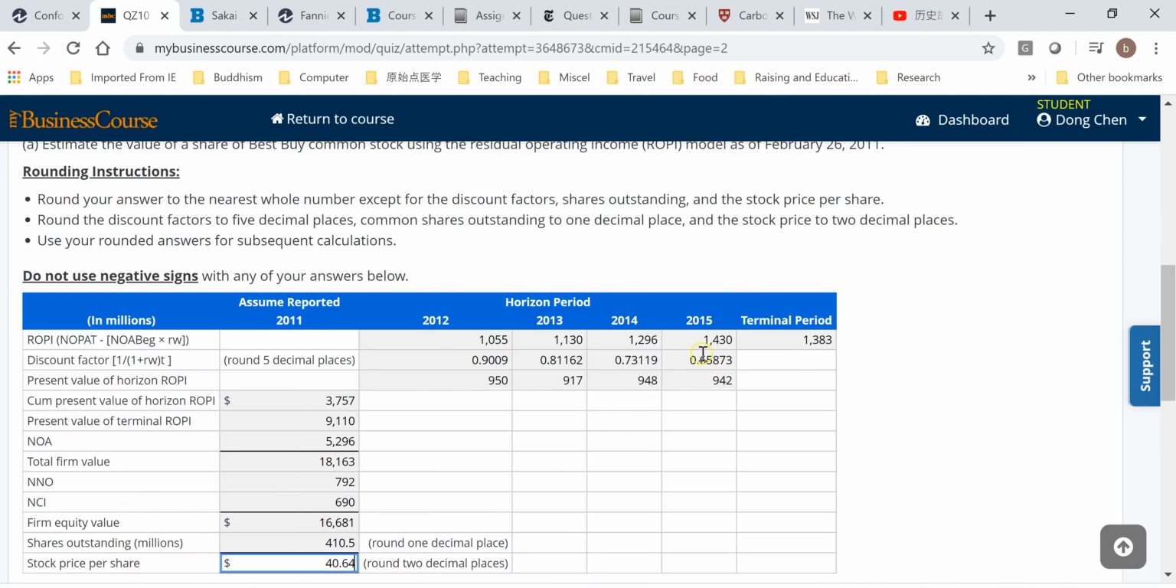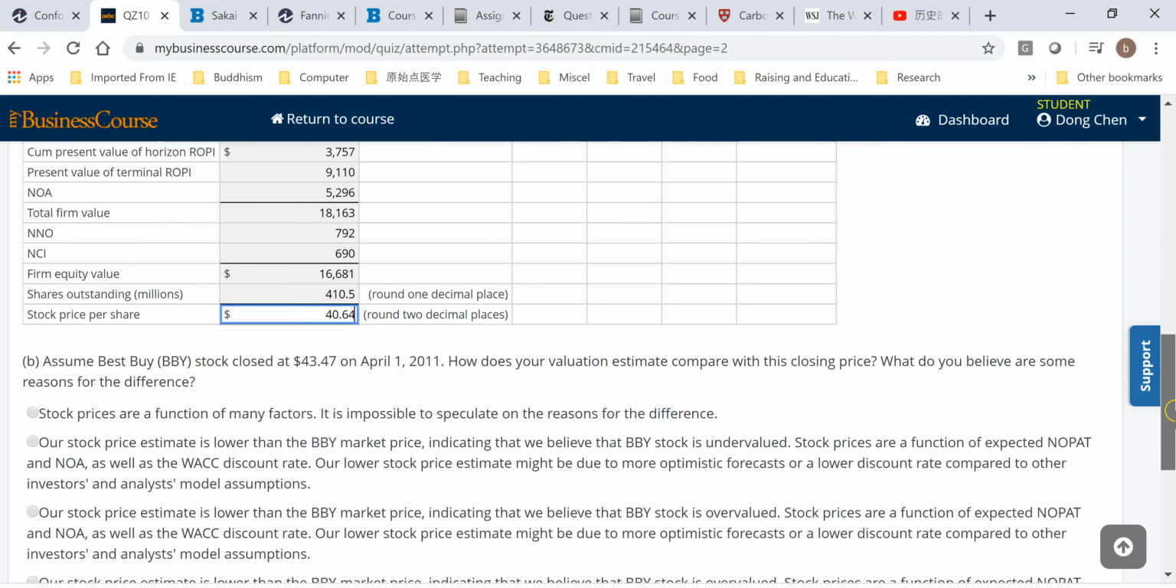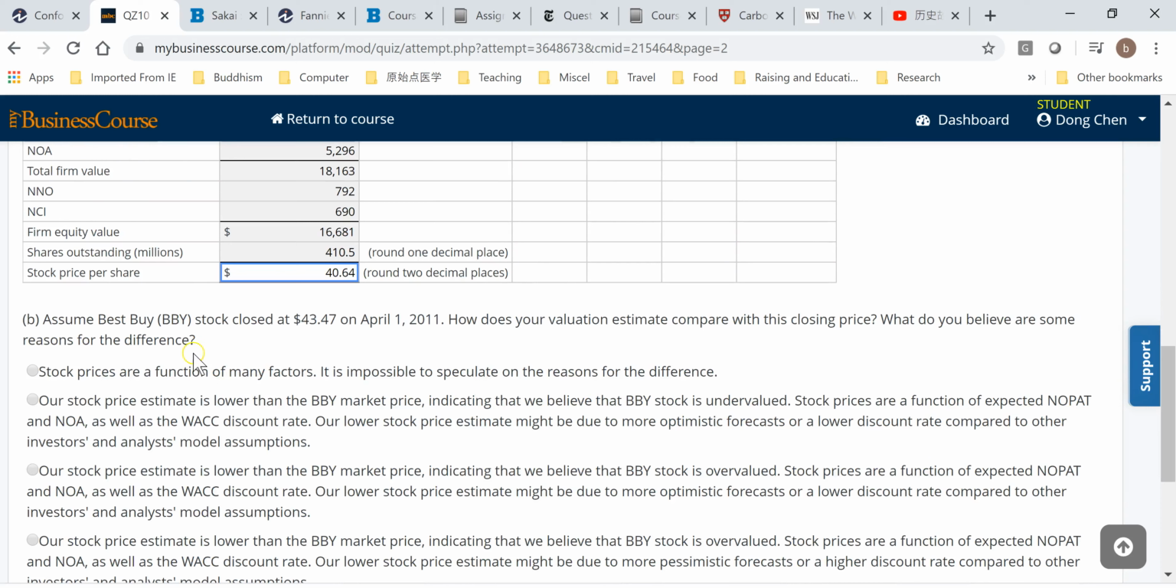All right, I'm done copying all these numbers back to this table. So the part B, assume Best Buy stock closed at $43.47. So our estimated value is lower than its price, right? So how does your valuation estimate compare with this closing price? What do you believe are some reasons for the difference?